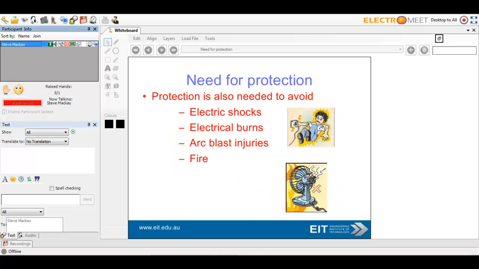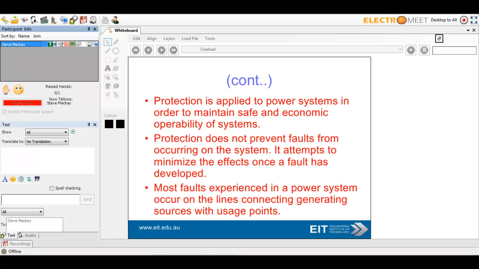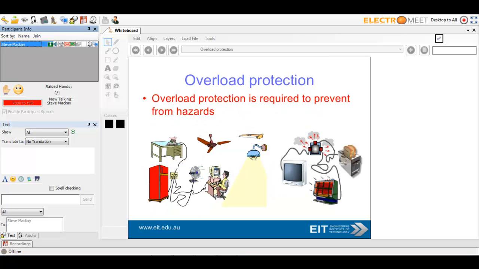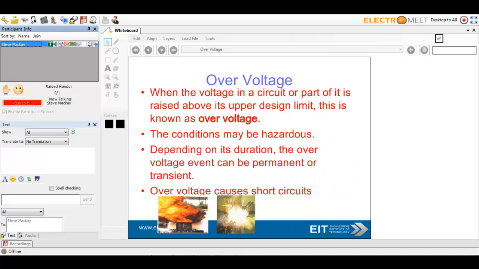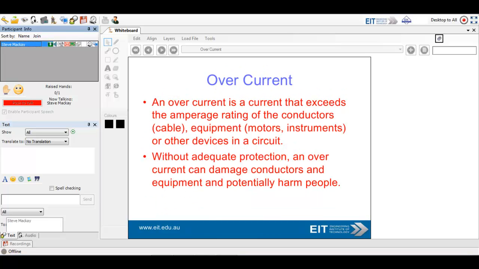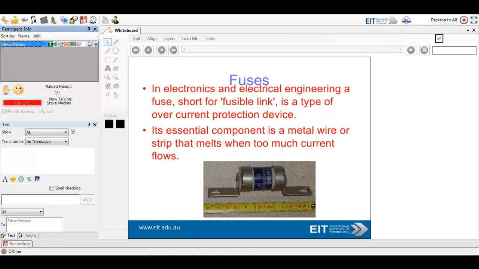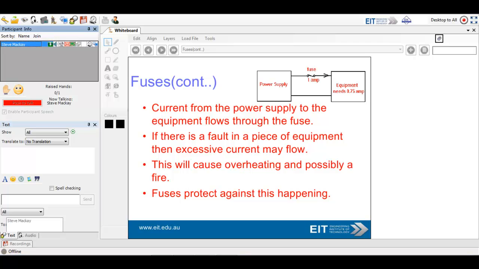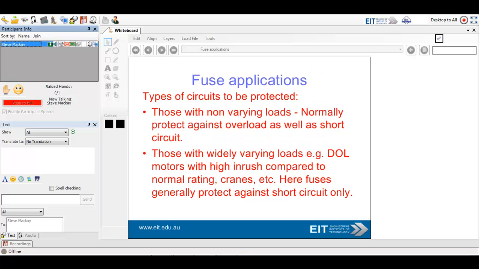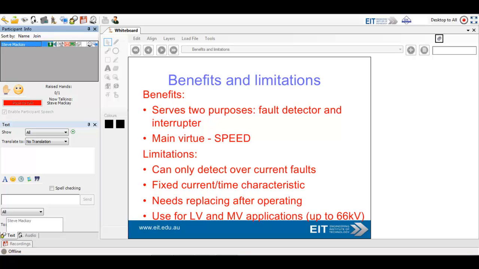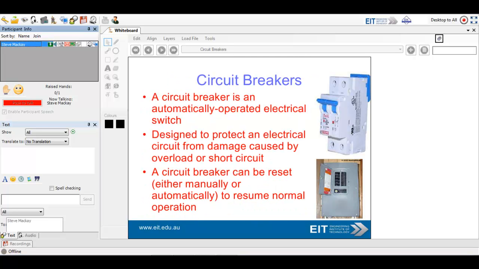The need for protection is really important: prevent electric shocks, electric burns, arc blast, and fire. Overload protection protects from hazards; overvoltage and other protection; overcurrent is another one, when it exceeds the amperage rating. You obviously want to protect your motors and your conductors. Fuses are often used, or relays, so fuses could be quite important. Circuit breakers are also very important.